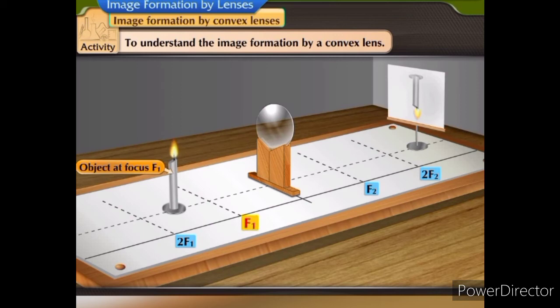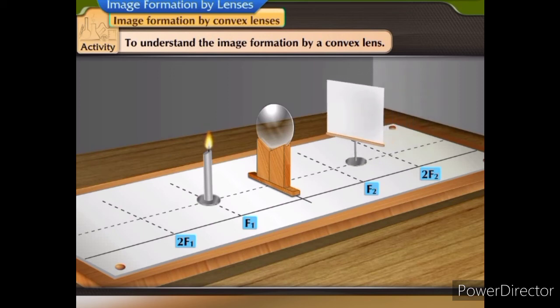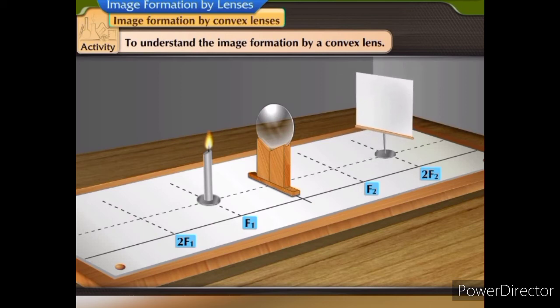Object at focus F1. Now place the candle at focus F1. Move the screen to obtain a well-defined image on the screen. As the image is formed at infinity, it cannot be obtained on the screen.